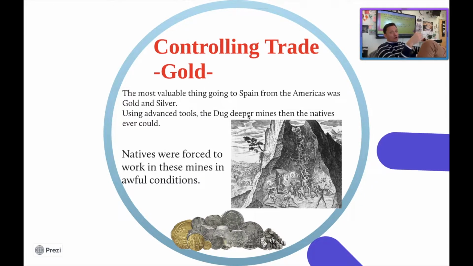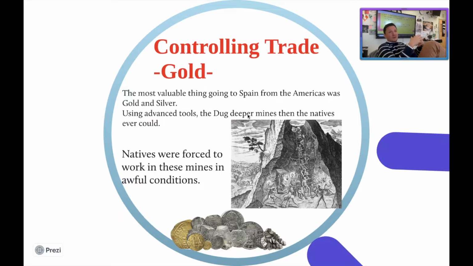Now, natives, though, are also going to be forced to work in these mines in absolutely awful conditions. Conditions that include no ventilation, no protective equipment, possible explosion if you hit a gas vein or certain other things, or another big one, mine collapse, right? These mines are not like ones that you see in the Americas now that are reinforced with wood siding and reinforced on the edges to make sure that the mine does not collapse in on itself.